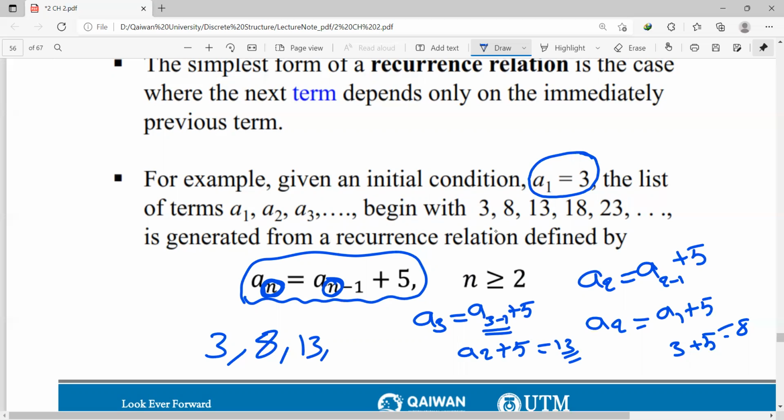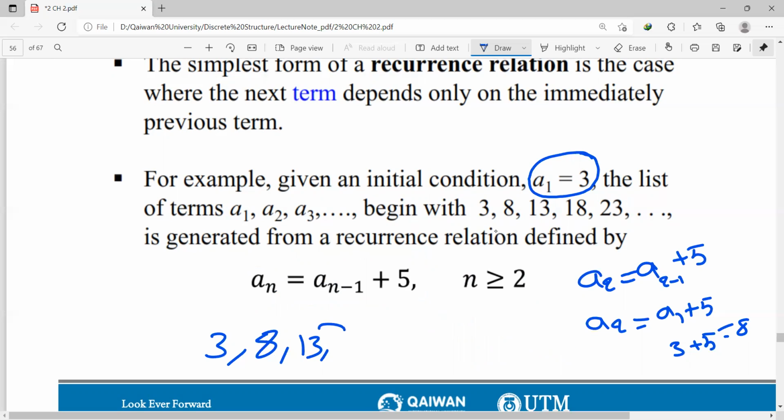And then, how about the next term? Look, each term is the immediate previous term plus 5. Look, 13 plus 5 is 18. Plus 5 is 23. If you know the terms, how do they change? You can just write down the terms.